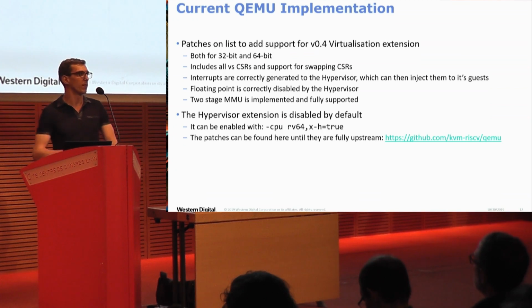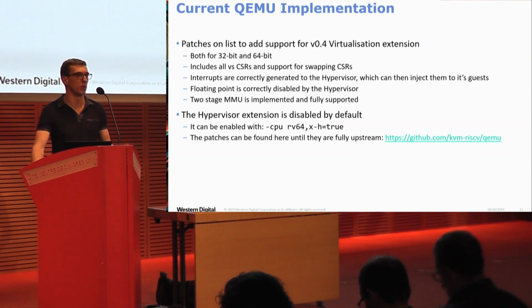So there's a QEMU kind of standard thing we're going to go with where draft specs are going to be disabled by default. Because it's a draft spec, it's subject to change in not backwards compatible ways. So you have to enable it with the -cpu argument, which is shown on the slide. And we have x-h, which is a QEMU way of saying it's an experimental feature. So it's an experimental feature with a hypervisor extension, and you can enable it with true.